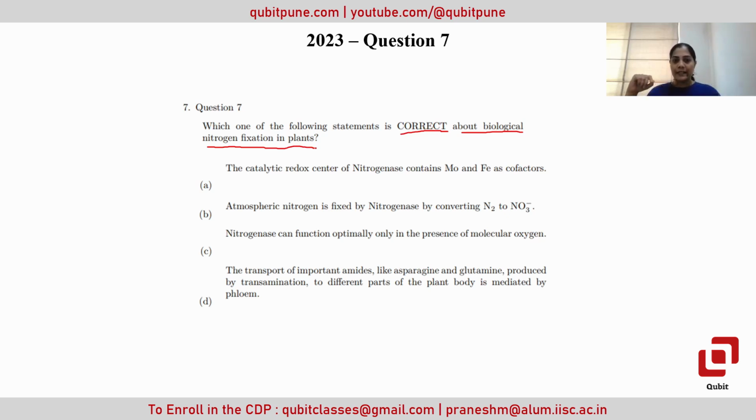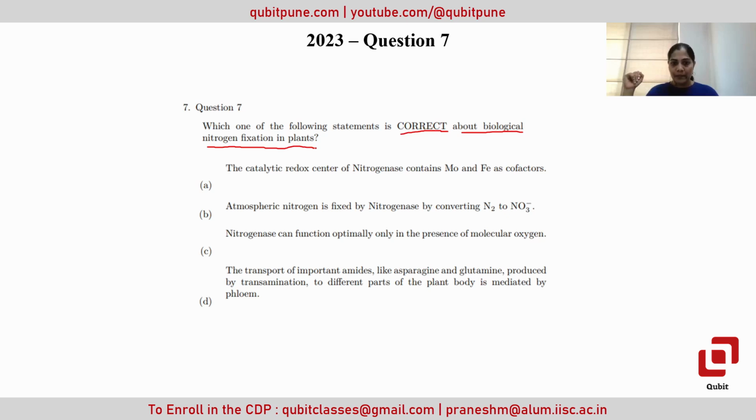Atmospheric nitrogen is fixed by converting nitrogen to nitrite. No, firstly the atmospheric nitrogen conversion happens by the process of ammonification. So ammonification is the first process, and then by the nitrification process the nitrate formation will happen. Then, nitrogenase can function optimally only in the presence of molecular oxygen. No, nitrogenase can function under anaerobic conditions. So anaerobic condition is what is required for its functionality.